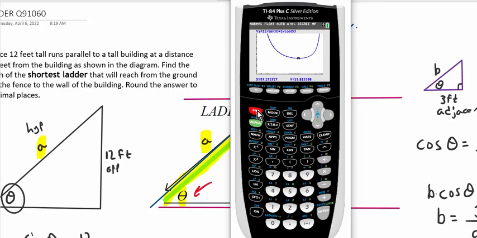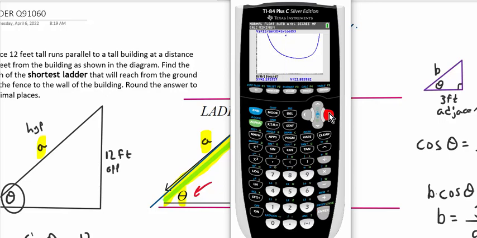So to do that, I'm going to press second, the trace key. Minimum featured is number 3. Either just press 3 in your keypad or scroll down, press enter. The calculator is going to ask 3 questions. It's going to ask for a left bound, which means it wants you to trace to the left. And since we're dealing with a minimum, not only is the left bound going to be a point to the left of the minimum, it'll also be a little higher. So as long as you're convinced that you're to the left and higher than the minimum, that would be a good left bound. I'll press enter.